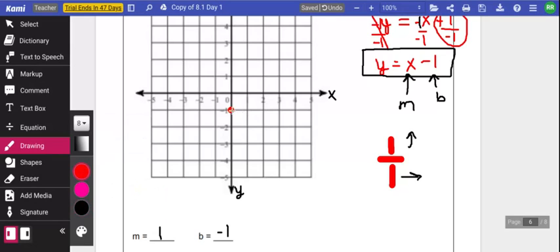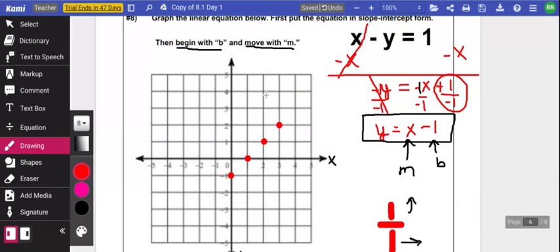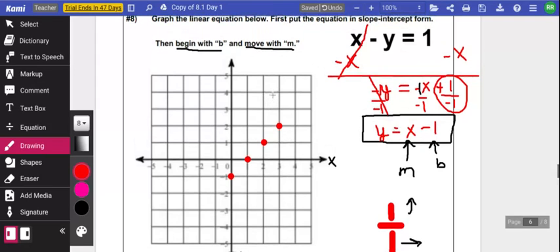So from B right here, I'm going to go up 1, right 1, make a dot, up 1, right 1, make a dot, up 1, right 1, make a dot. And I could continue doing that. I really only need 2 dots to make a line, but I at least want you to make 3 so that you can get the practice with it.